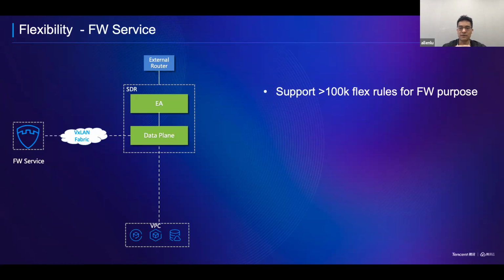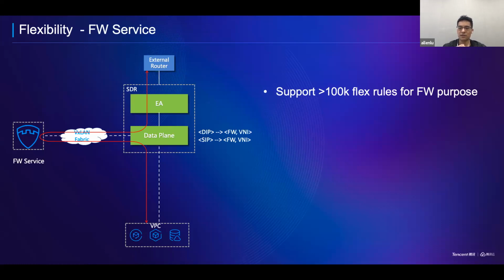Next one is about the security service. We deploy firewall service associated with the SDR for security purpose. For one specific user's traffic, the firewall service needs to be fed with both the inbound and outbound traffic. So to do that, we program flexible rules as destination IP mapping to the firewall VNI tuple to steer inbound traffic to firewall service, and rules as SIP mapping to firewall VNI tuple to steer outbound traffic to the same firewall service for security processing.